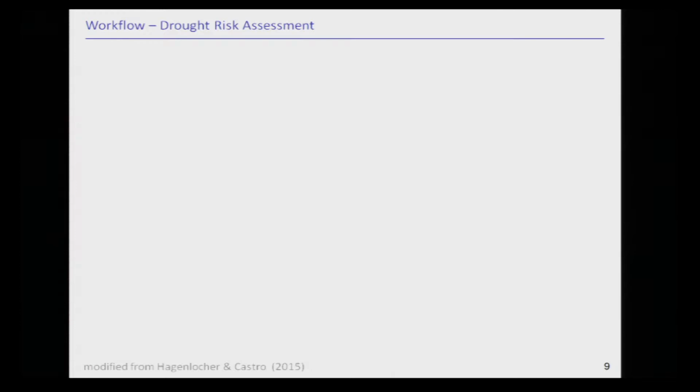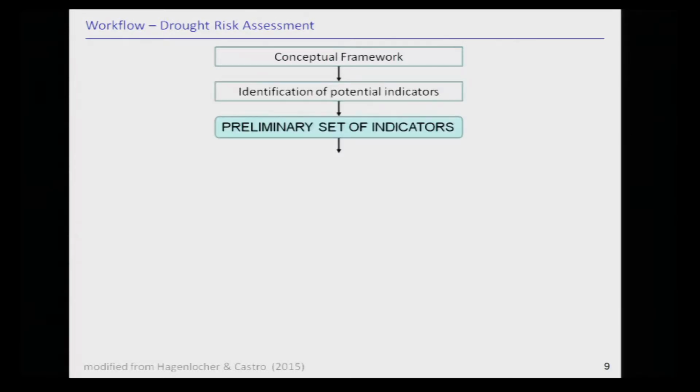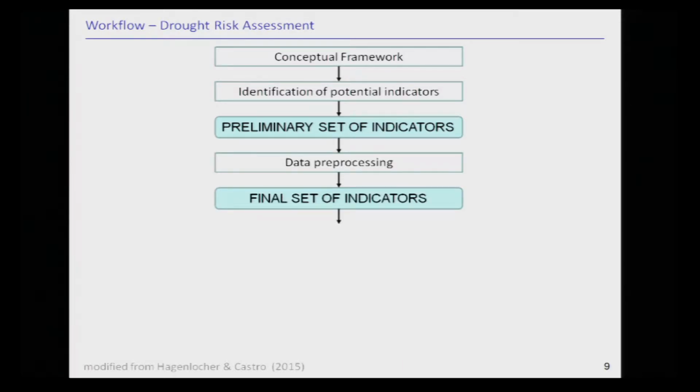And now let's move to the following section, which shows you in a brief overview how exactly we can do and implement drought risk and drought hazard assessment. To start with, there is always a conceptual framework where we conceptualize our problem. Based on this drought risk assessment, the potential indicator set to characterize drought risk as well as drought hazard is defined. This preliminary set of indicators basically guides the data collection for the indicators, based on the collected data.